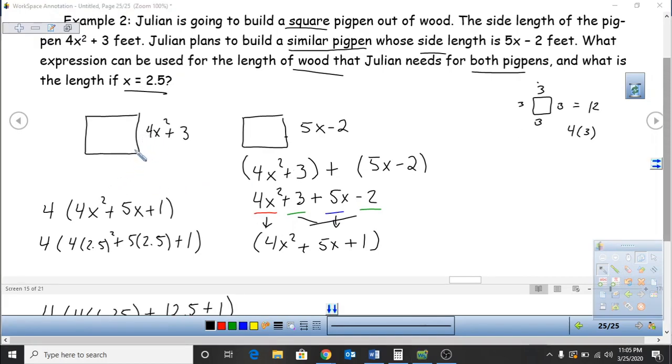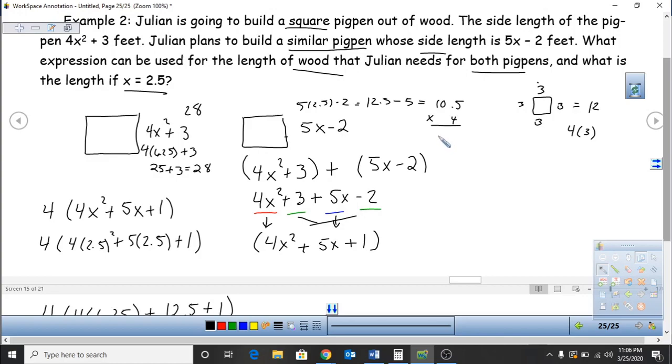Now, let's say you got a little bit confused. What you could also do is substitute x right here, and I'm going to do some quick math. So 2.5 squared, we already said, was 6.25 times 4, which is 25, plus 3, and you know that this is equal to 28. So you could say one of these side lengths is 28, and then over here, 5 times 2.5 minus 2, that's 12.5 minus 2, which is equal to 10.5, okay?